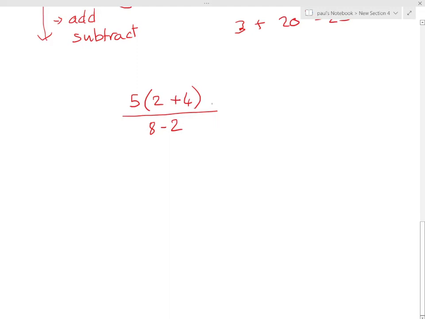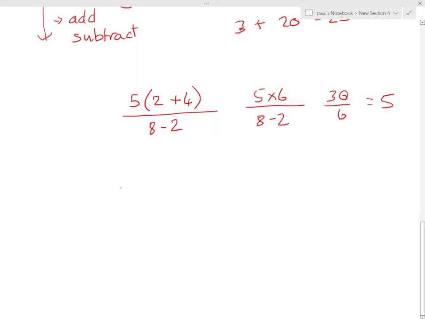If we get rid of the brackets first, we will have 5 times 6, divided by 8 minus 2. And 5 times 6 is 30. 8 minus 2 is 6. And 30 divided by 6 equals 5. So that's how we do that. We must follow things in the right order, no matter how complicated it seems.